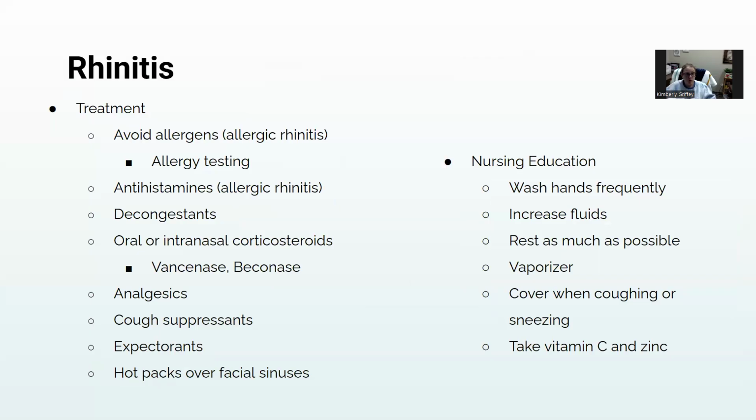Treatment is just to avoid allergens. So if you have an allergic rhinitis, if you're allergic to cats and develop rhinitis, you want to make sure that you are either properly medicated or you're avoiding that allergen. You can take antihistamines. You may even need to take a decongestant. If severe enough, you may have to take an oral or intranasal corticosteroid. You may need an analgesic, a cough suppressant, an expectorant. And if you have a lot of congestion, you can use a hot pack over those facial sinuses, and that'll help take some of that pain away.